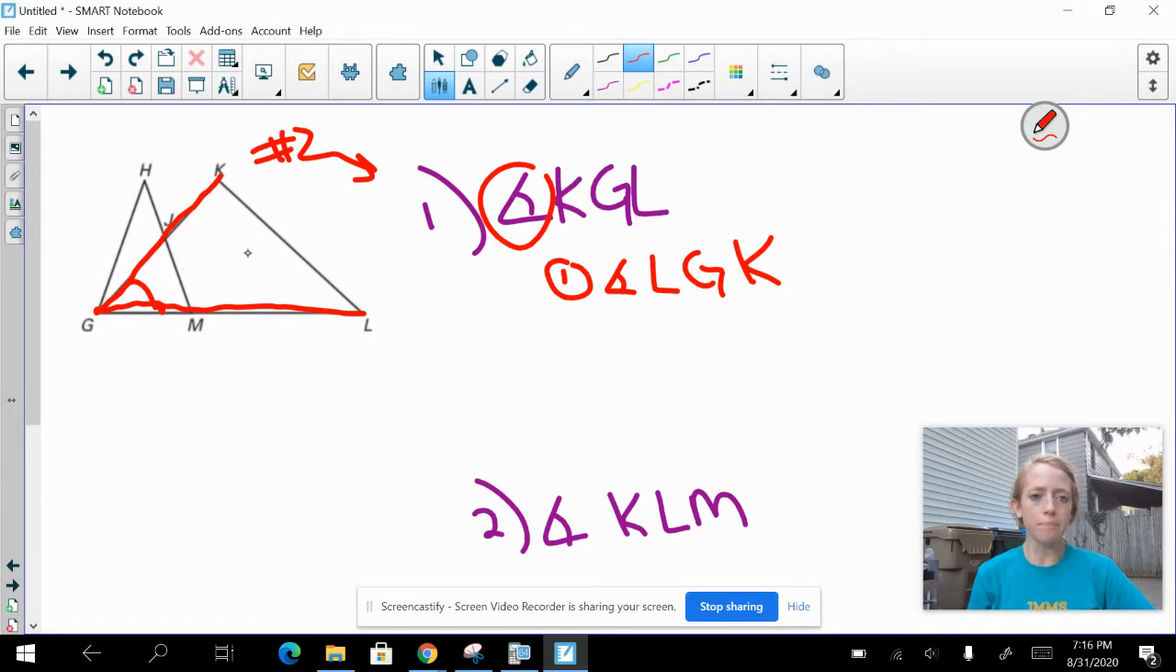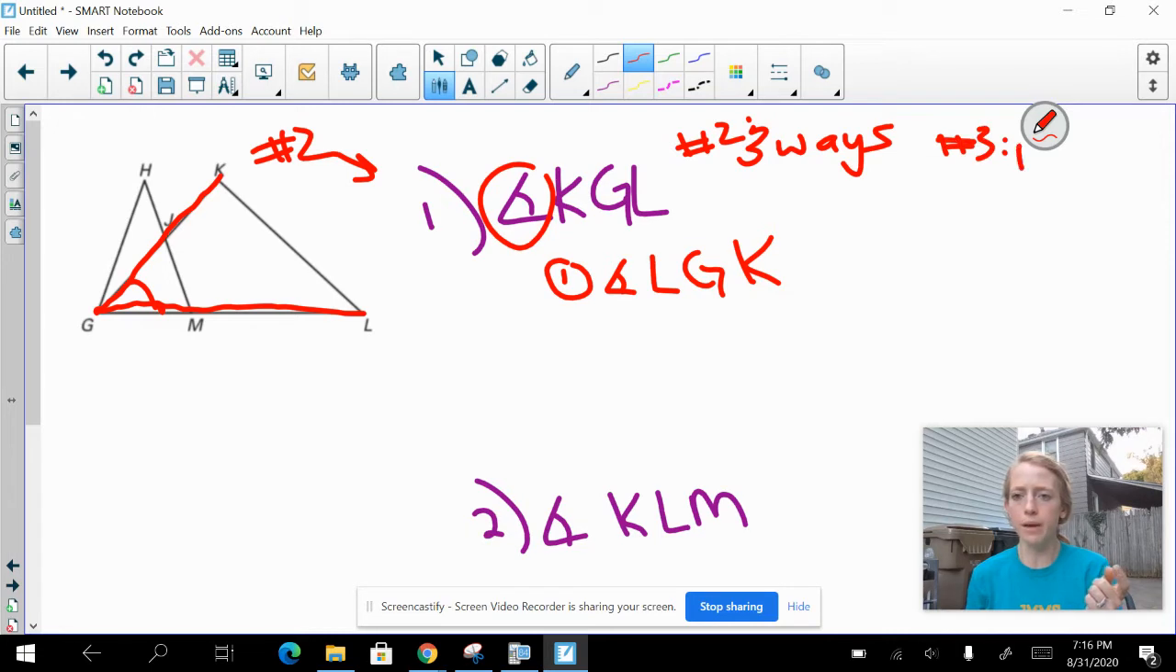The other way, there are actually a lot of different ways we could name this one. There are only three ways to name the question on number 2. So number 2, you should only have 3 different answers. Number 3, you'll only have 1 answer. So for number 2, there are 3 ways. For number 3, there's actually only one other way that you can name the angle. So let's think of other ways.